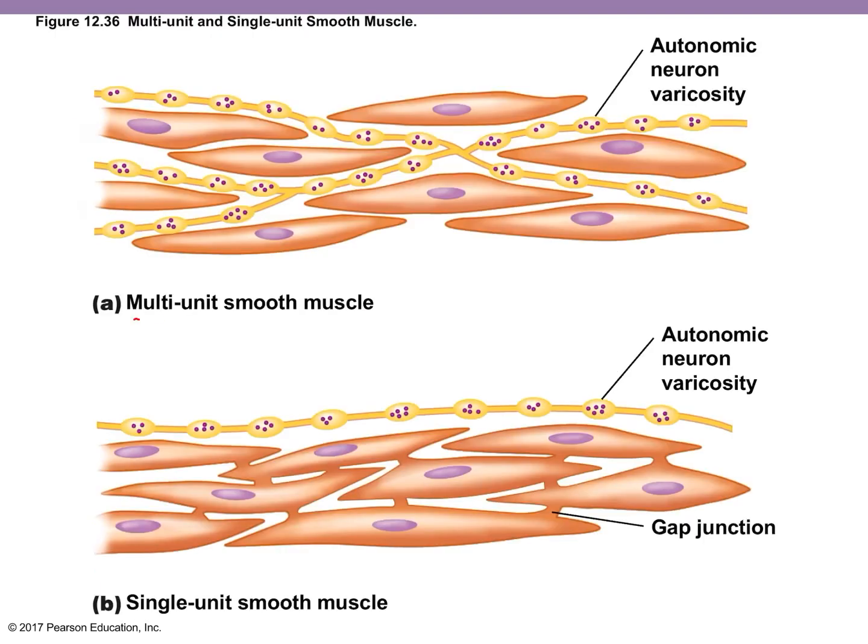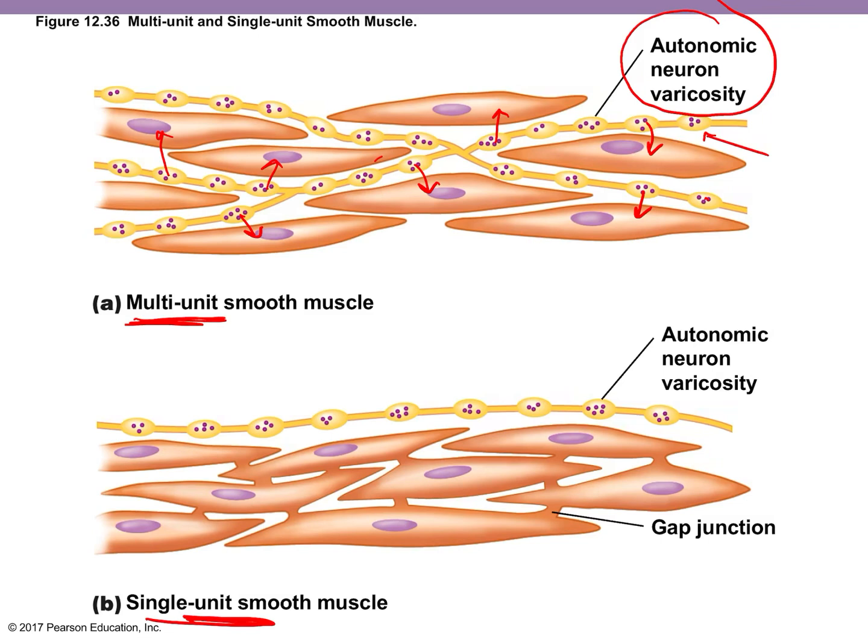So let's just take a look at this, right? If we have a multi-unit, what we see is that our autonomic neuron and the varicosities are going to be branched out and threaded throughout the whole smooth muscle, so that every single muscle fiber, muscle cell here, gets its own little acetylcholine bump. Okay. And so each cell in this multi-unit structure can contract separately.